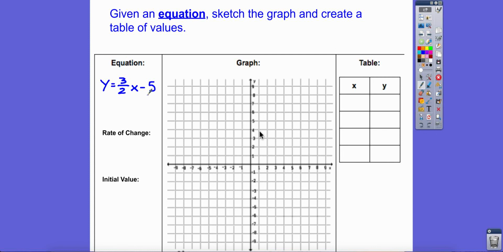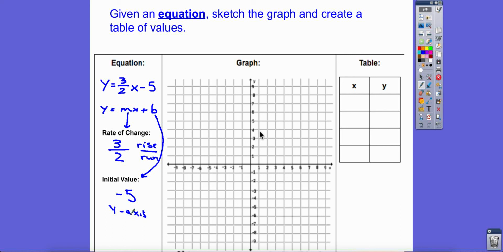Okay, so when I look at this equation, y equals mx plus b, I know that the b value here is my initial value, and I know that m is the rate of change. So right off the bat, I know I can fill these in. That m, which is the rate of change, is that fraction 3 over 2. Remember, that stands for rise over run. And the b value here is a negative 5, and that's my initial value. And this is where this crosses the y-axis.